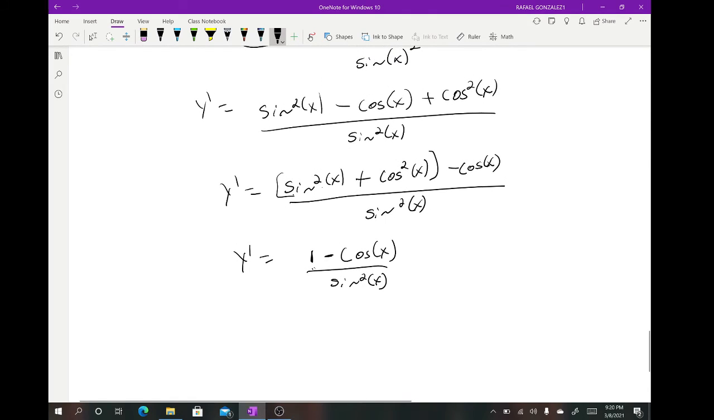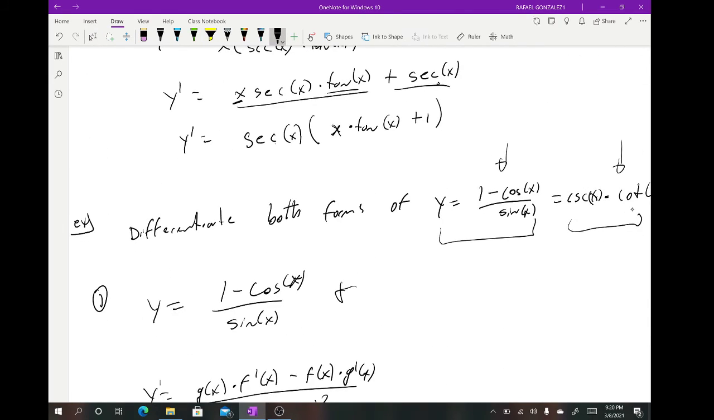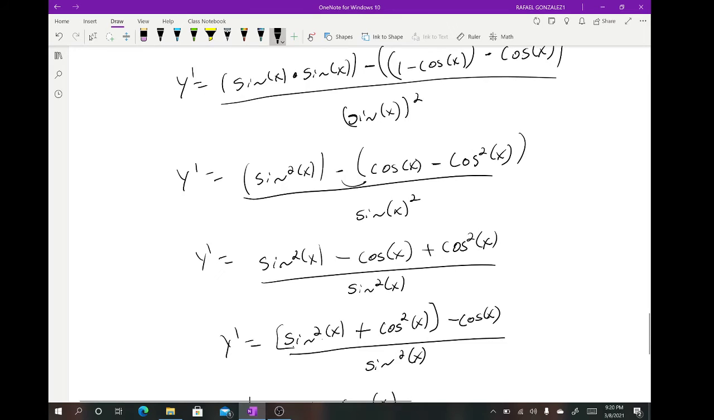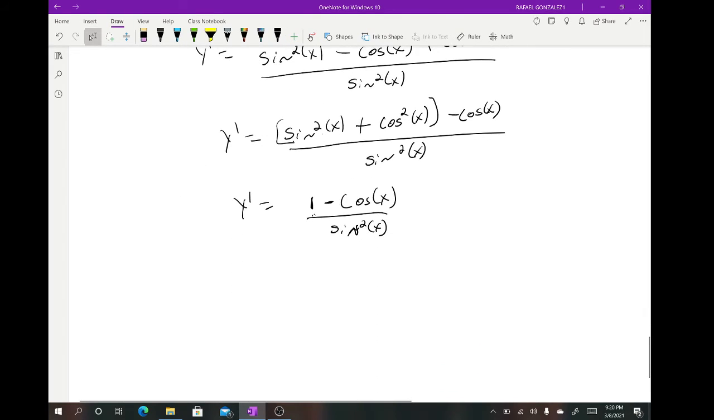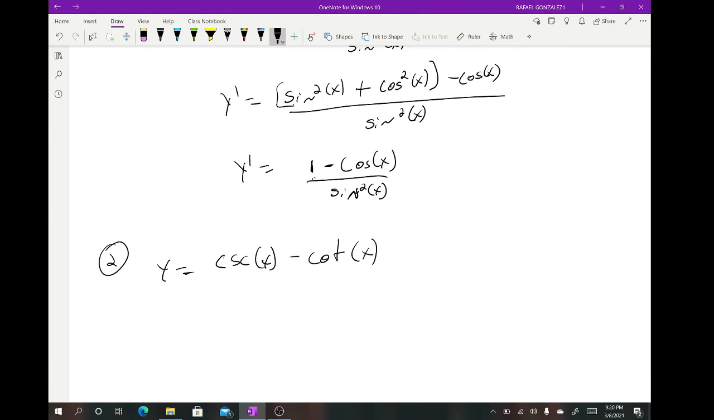You notice they're almost identical, it's just that the denominator now is squared. But now we also have the other form, so we also have cosecant x times cotangent x. So let's do the other form, so let's call it 2. So y now is equal to cosecant x minus cotangent x. And from before, I'll just rewrite this derivatives.